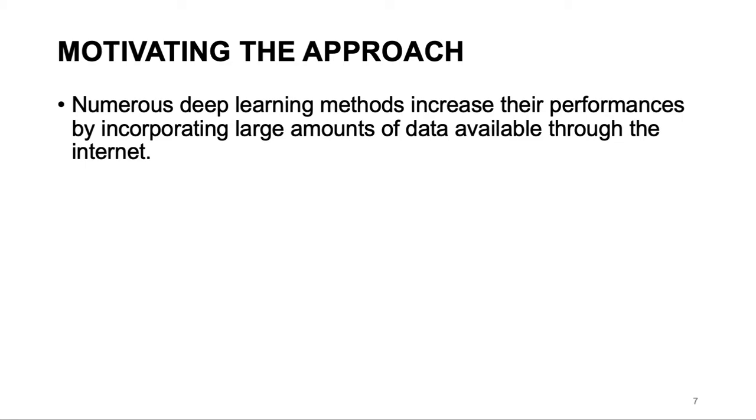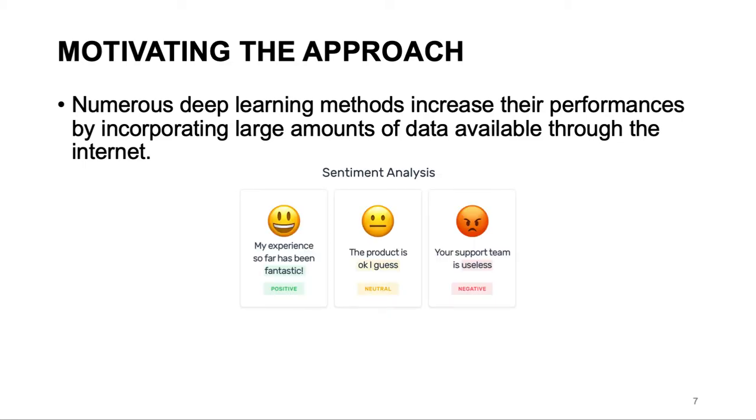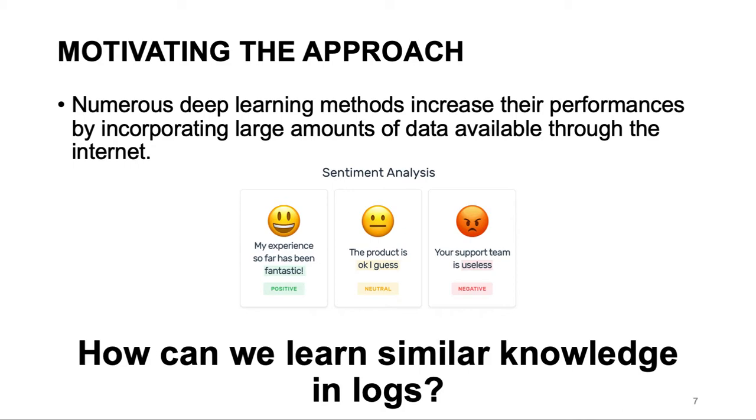To motivate the approach that we used, we have a look at numerous deep learning methods that increase their performance by incorporating large amounts of data that is available through the internet. For example, for sentiment analysis, Twitter is not learning from tweets only and from labeled data, but they are incorporating large amounts of corpuses like Wikipedia, the Common Crawl for news, and so on. So we do want something like sentiment analysis, but for logs. We do want to say if the log has negative meaning, or is an anomaly, or has positive meaning, or is normal. So the question really is, how can we learn such similar knowledge in the logs?